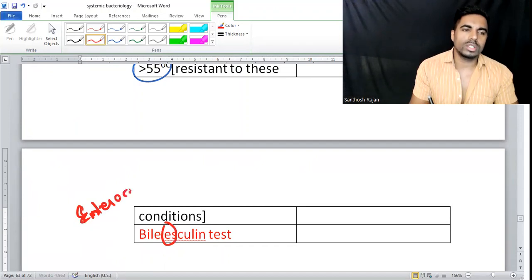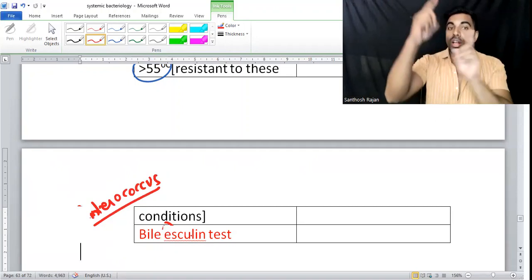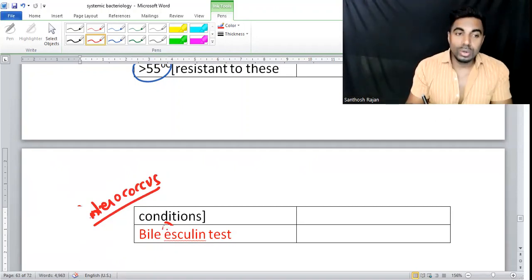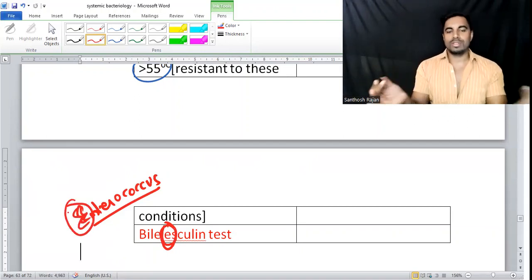Enterococcus, enterococcus. Because आपका क्या आपकी ये confusion है, bile solubility इसके कैसे confusion? So bile solubility is for Streptococcus pneumoniae. Bile esculin, E for esculin, enterococcus का आता है. ठीक है? Remember this for enterococcus. That's it. This is very simple. So why do you have to confuse?